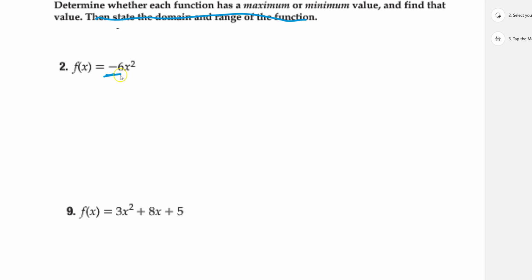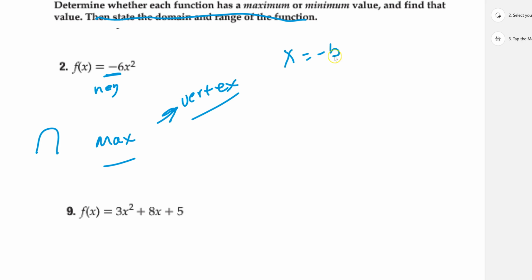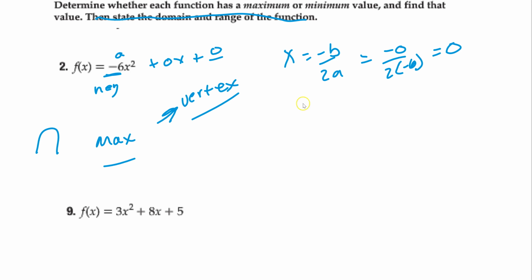So look at this one. a is negative, so it opens down. This has a max. If I want to find it, let's just find the vertex. Remember, the way you find the vertex is x equals negative b over 2a. I only have an a here. This is my a, but I don't have a b. There's no x term and no constant term, so they're both 0. So I get negative 0 over 2 times negative 6, which is just 0. My vertex is 0, blank. Plug it in: negative 6 times 0 squared is just 0. So I get 0, 0.